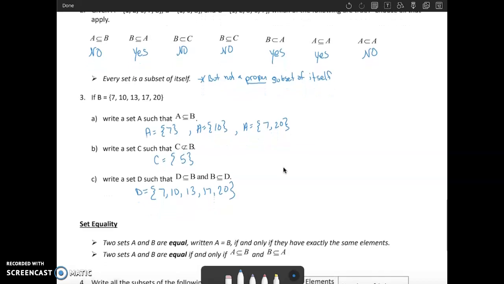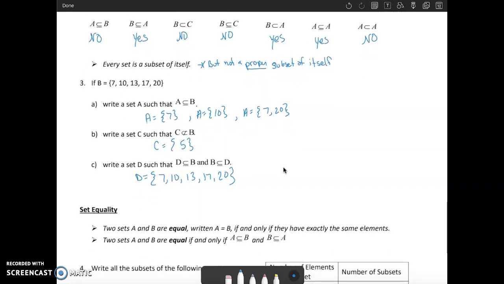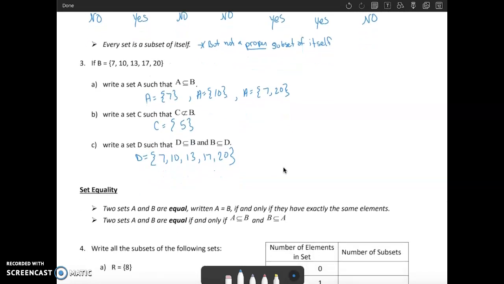And what that leads us to is, what does it mean for sets to be equal? So two sets are equal, and we could write them as A equals B, if and only if they have exactly the same elements. They are equal if and only if A is a subset of B and also B is a subset of A.